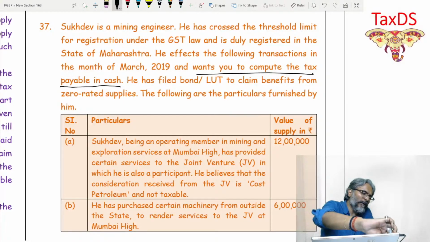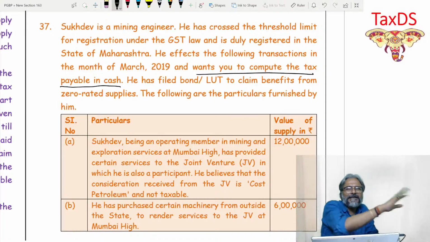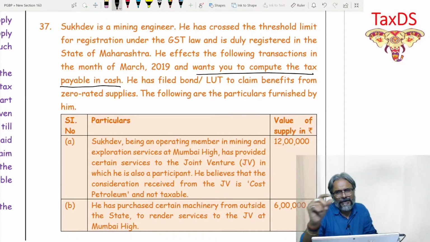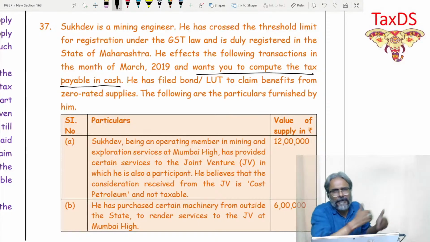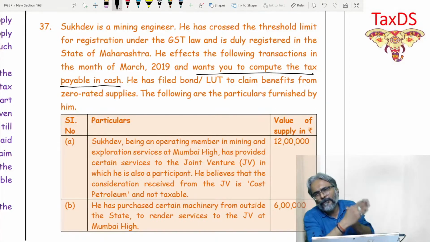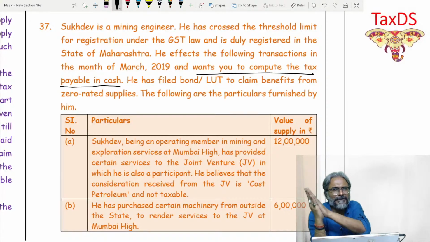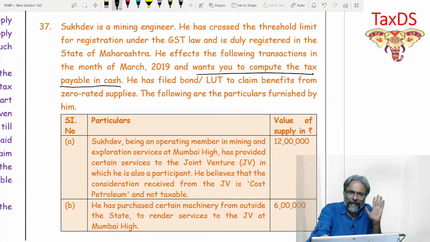Now, students, if this is the only question, although they are not asking you directly to prepare the ITC statement available for that period, you have to make that statement. Because when they are asking you directly to compute the amount of GST payable by cash, we will require the statement of ITC available for that period. So invariably you will make that statement first, and then use it in the final question, which is about calculating the net GST to be paid in cash. Is that clear to all of you?